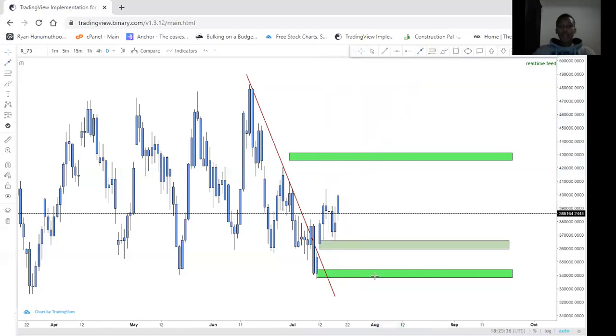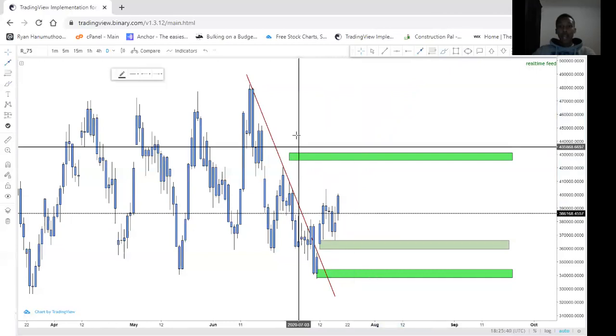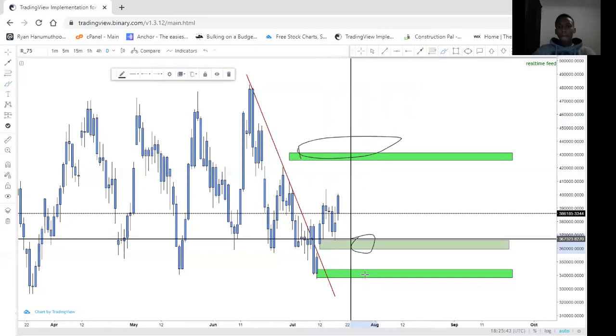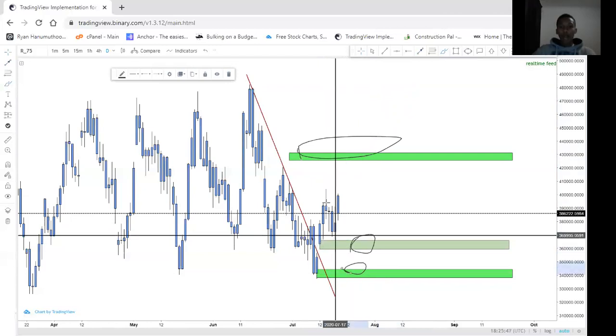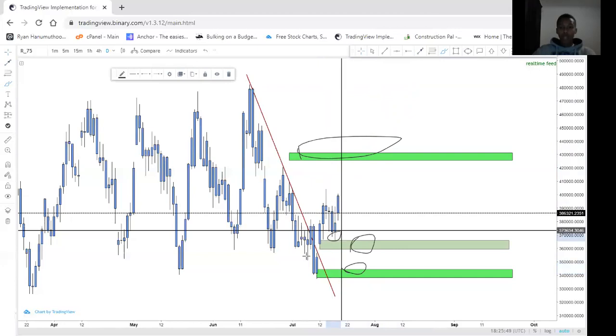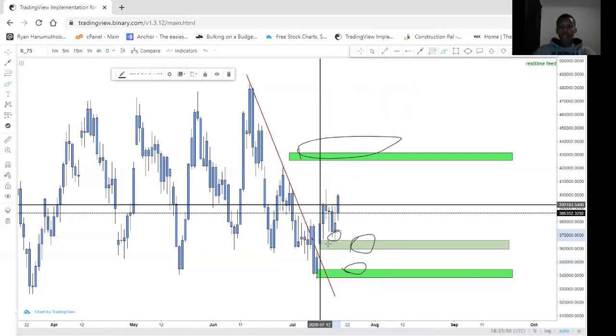Over here, we've got our zones. So you can see I've highlighted a few zones over here. What I'll be more or less expecting to see happen, as you can see, we've already got a bounce into the zone. So price pushed up and then pulled back and bounced into the zone.